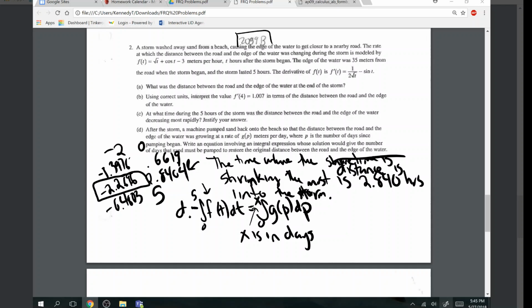Or 35 plus the integral from 0 to 5 of f of t dt plus the integral from 0 to x of g of p dp equals 0 or something, or equals 35 again. You have so many options for how to do this, as long as when you boil those down, you end up getting back to this integral.